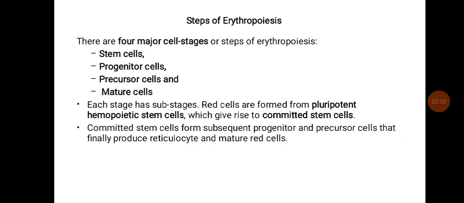Steps of erythropoiesis. There are four major cell stages of erythropoiesis: stem cells, progenitor cells, precursor cells, and mature cells. Each stage has substages. The red cells are formed from the pluripotent hemopoietic stem cells, which give rise to committed stem cells. Committed stem cells form subsequent progenitor and precursor cells that finally produce reticulocytes and mature red cells.